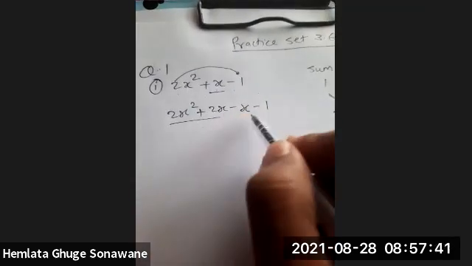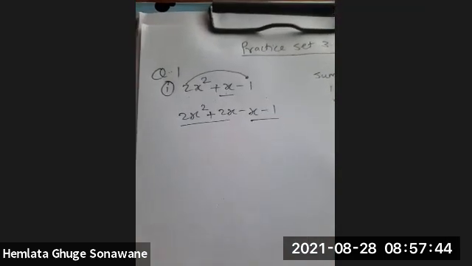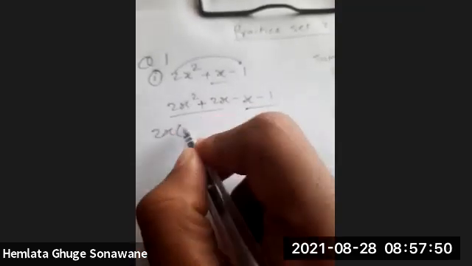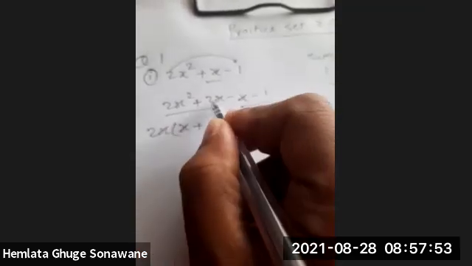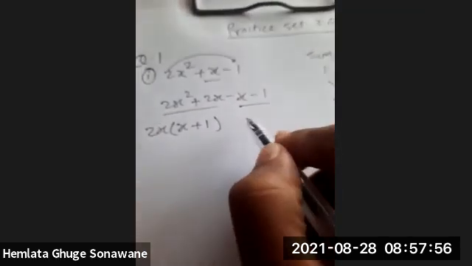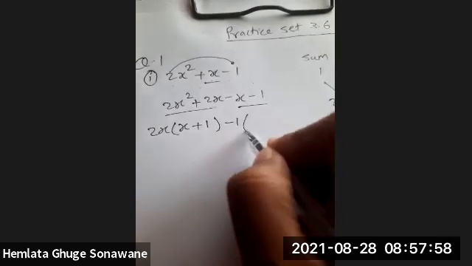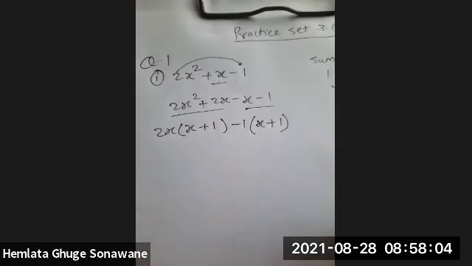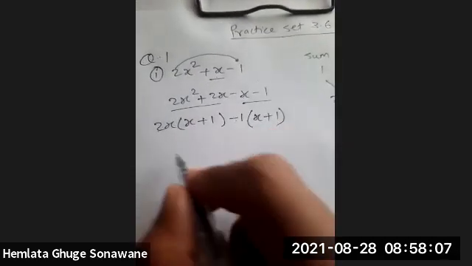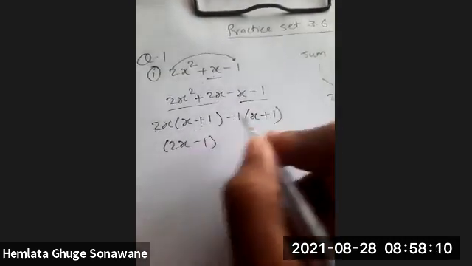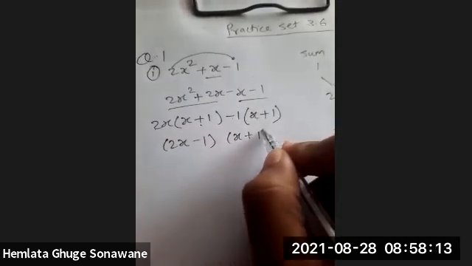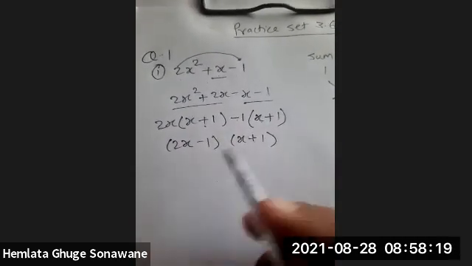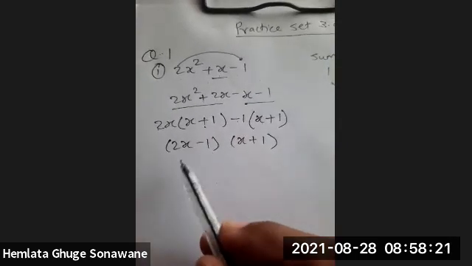Now we have to take common factors from this. Here we'll take 2x common, in bracket x plus 1. Then here we'll take minus 1 common, then here remains x plus 1. Now this we will write down as 2x minus 1 and this bracket, x plus 1. Okay, in this way we get factors for the given polynomial.